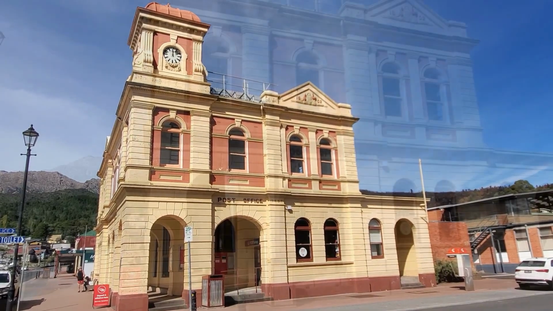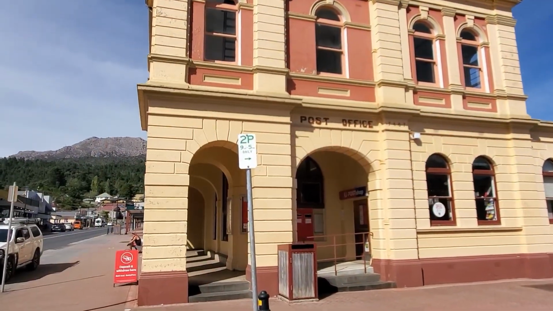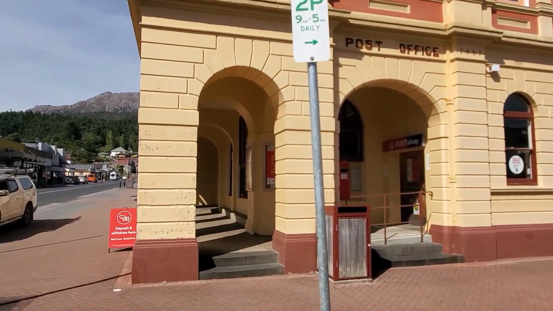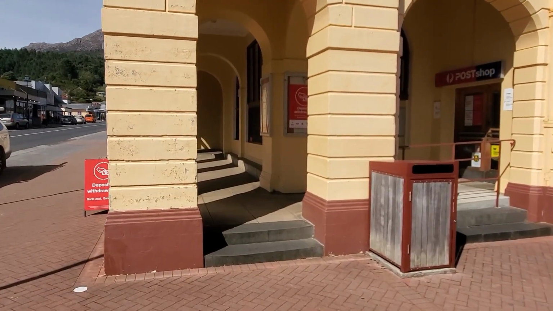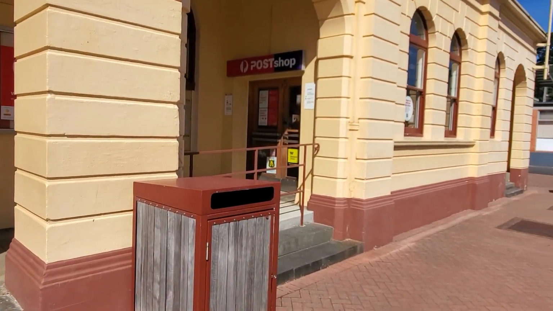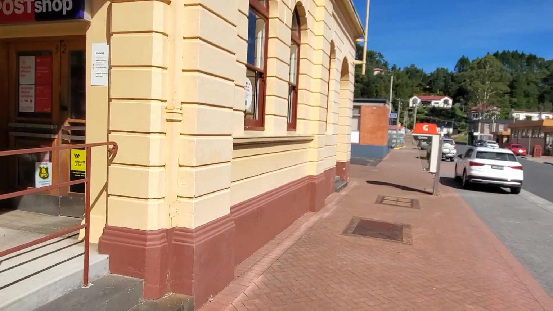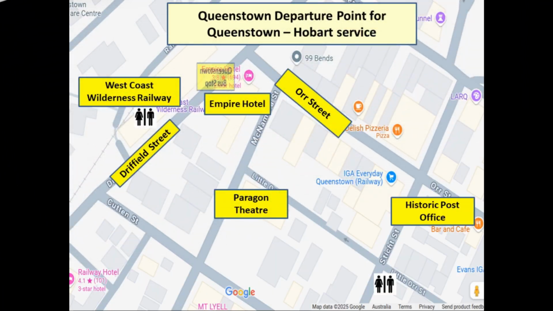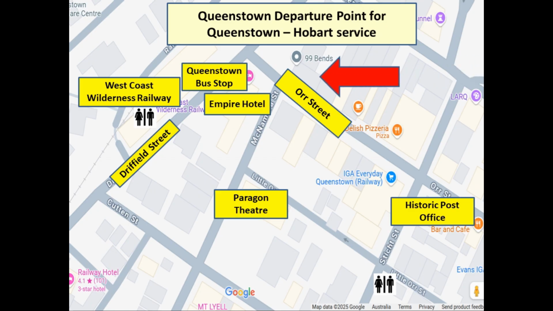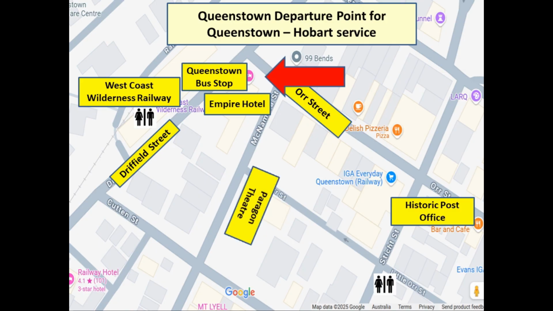This is the Queenstown Post Office. I really love some of these old buildings in Queenstown. Been coming here on and off for about 55 years, and I never get sick of wandering around Queenie, as the locals call it. Let's just have a look at where you can get a bus to get out of Queenstown. Yes, it's right next to the Tracks Cafe and the West Coast Wilderness Railway, opposite Empire Hotel. Very easy to find.